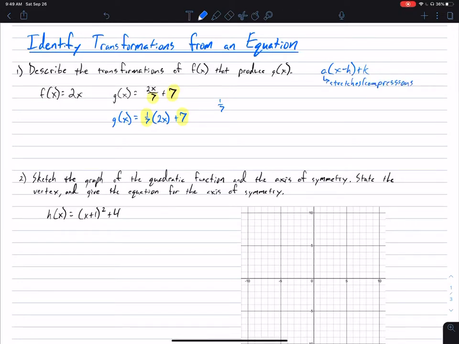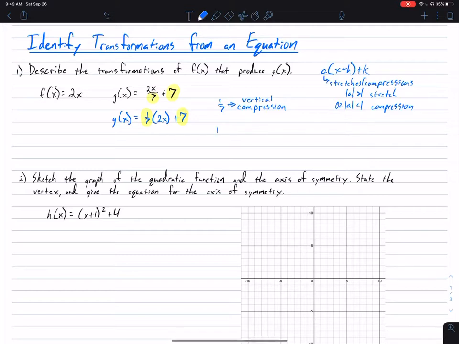What happens is if the absolute value of a is greater than 1, it's a stretch. And if that absolute value is between 0 and 1, it is a compression. So in this example, 1/7 tells me that there is a compression. We can look at this as a vertical compression.